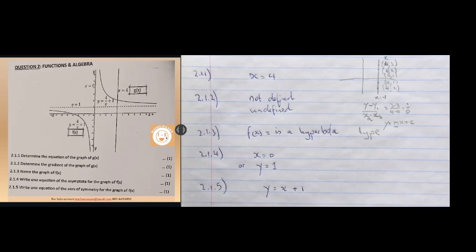2.1.4, write one equation of the asymptote. Okay, right, asymptotes, we know we have what is it? What is the horizontal, isn't it? We have the horizontal, and then we have the vertical.